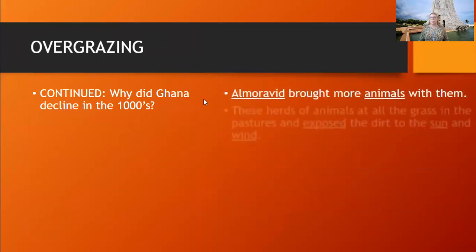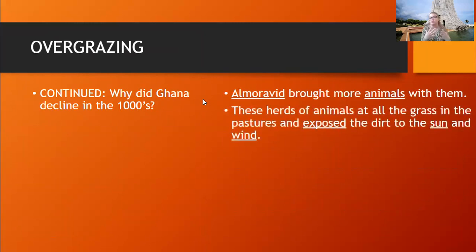So let's talk about overgrazing. The Almoravids, when they moved in, also brought many animals with them. And this is what caused overgrazing. And it's exactly how it sounds. The amount of animals that they brought with them basically ate all of the grasses in the pastures. They ate everything on the farms.